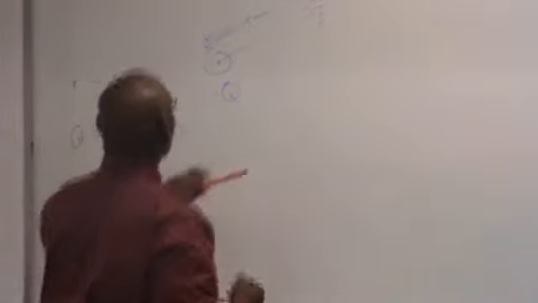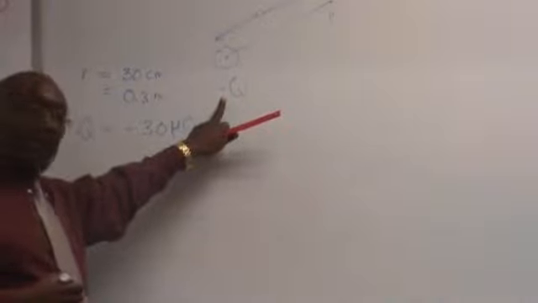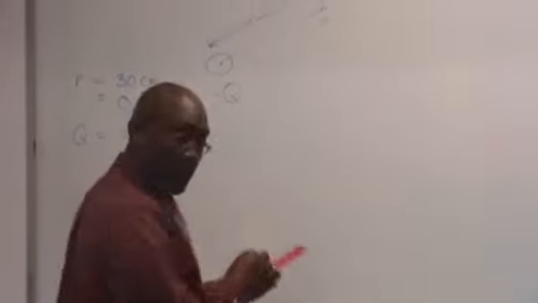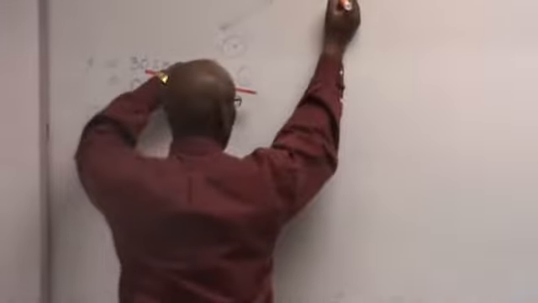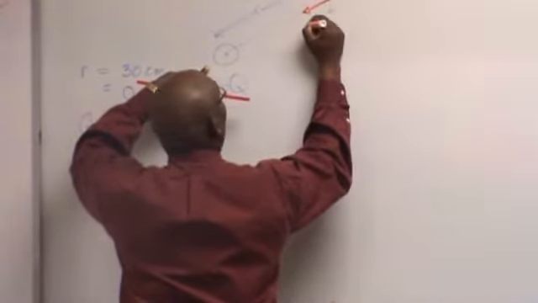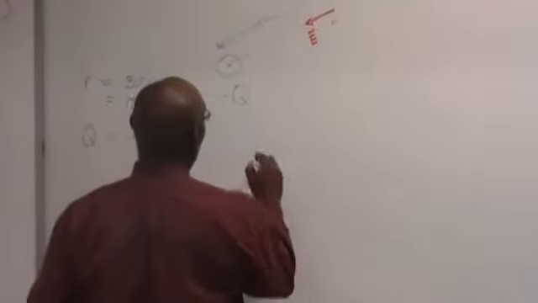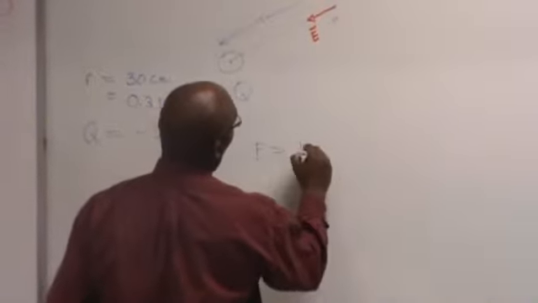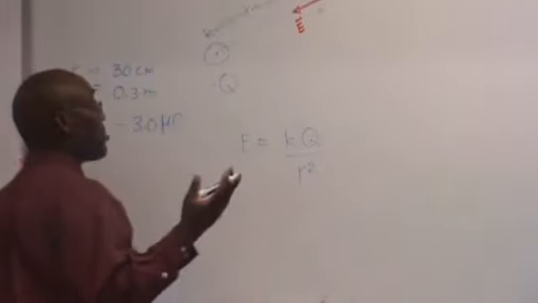Okay? So since this charge is negative, which direction will the field point in? Inward. This field will point towards the charge. There's my electric field. Okay? So to calculate the electric field, I will go through kQ over R squared. Very simple.